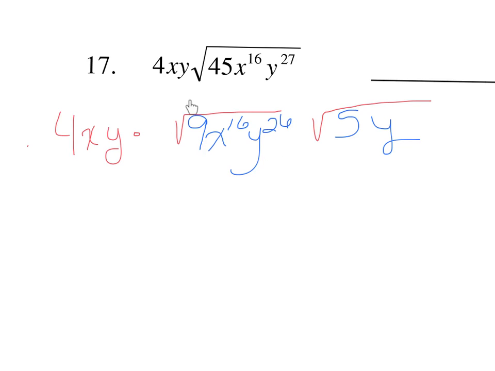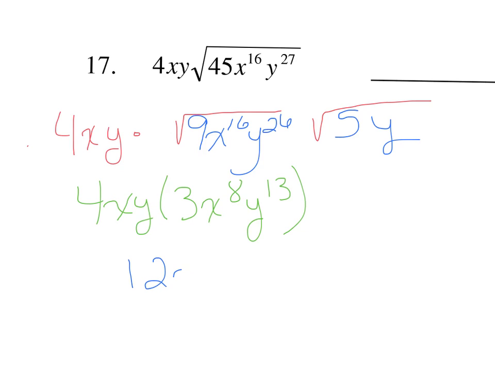Take the square root of your perfects, and we have 3 x to the 8, y to the 13, times the 4xy that was out front, gives us 12 x to the 9, y to the 14, and these not perfects still come straight down, square root of 5y.